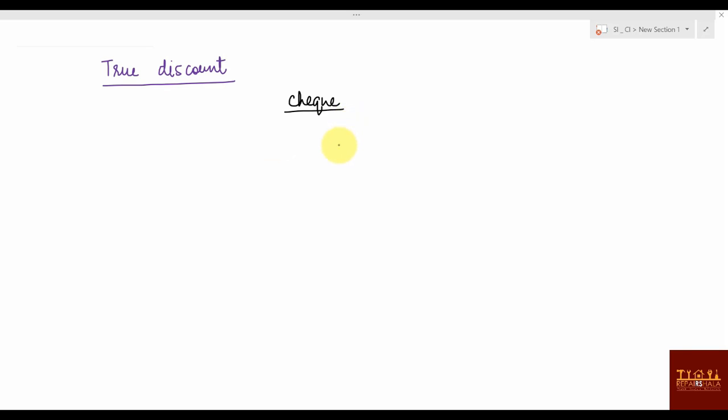Now next, suppose I give you a check, and suppose in my account I have just 1,000 rupees, right? And I give you a check for 5,000 rupees, and you deposited the check. What will happen?